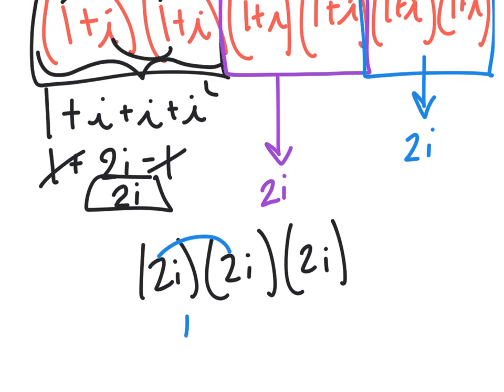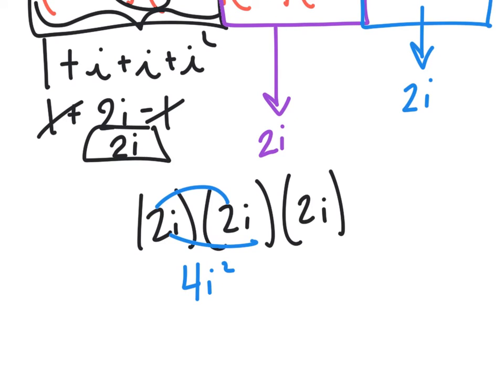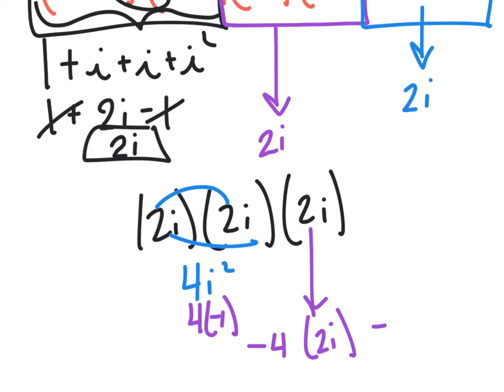2 times 2 is 4. i times i is i squared. We can clean that up before we multiply that last one in. i squared, remember, is negative 1, so 4 times negative 1 is negative 4. Now I have to multiply by this 2i. So negative 4 times 2i is just negative 8i.